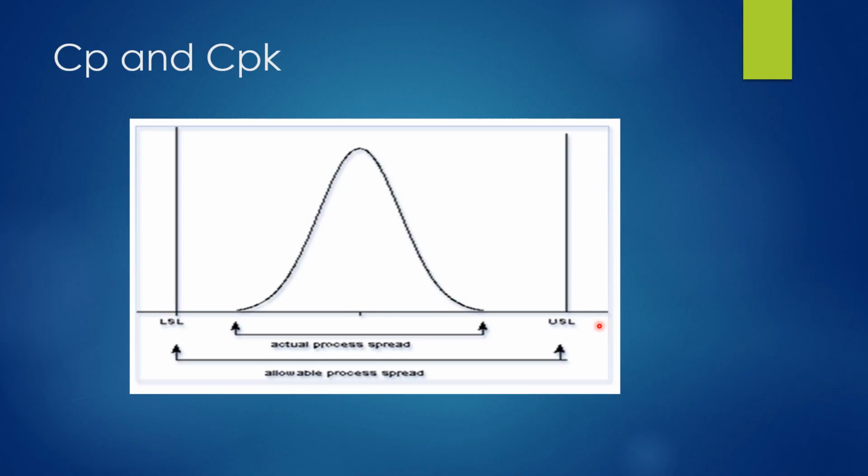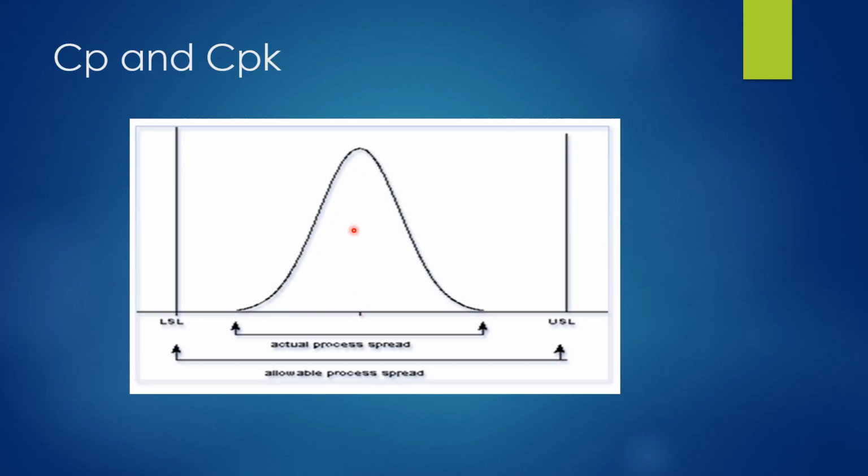So this is how it will be interpreted. So this is my allowable process spread. So here Cp is this, how my process is being spread. So it will show the spread of the process.